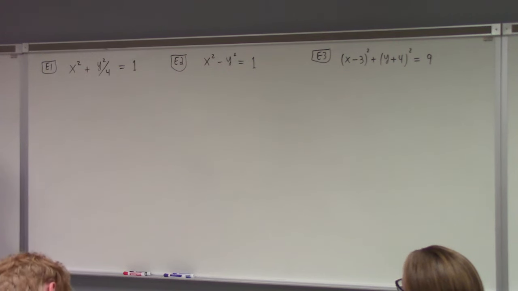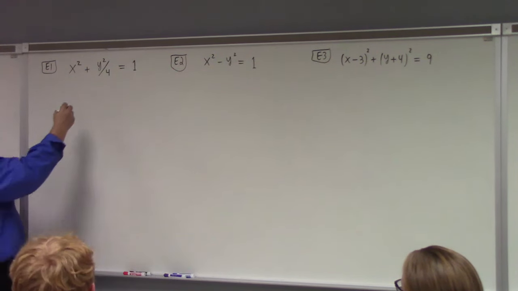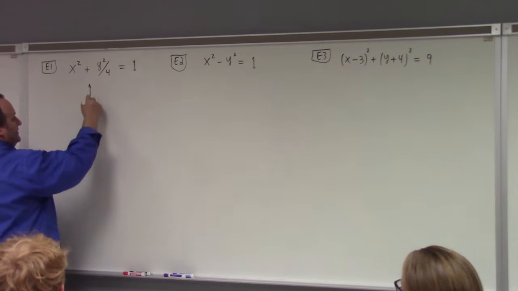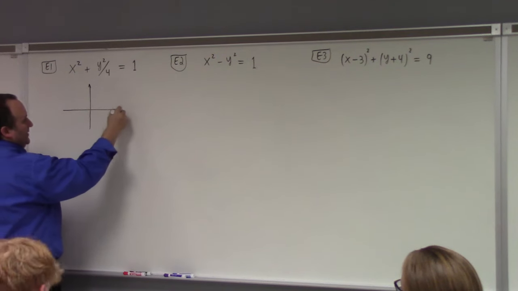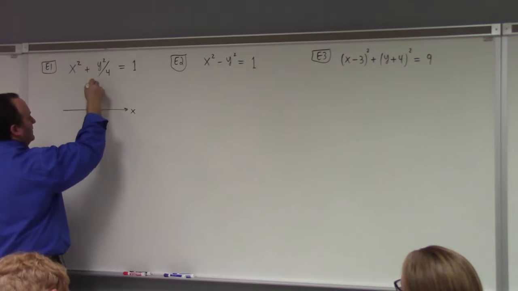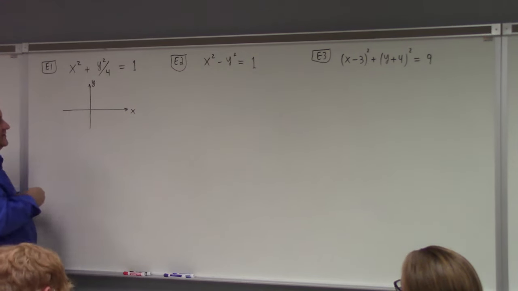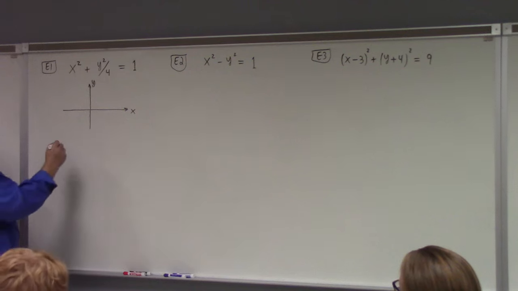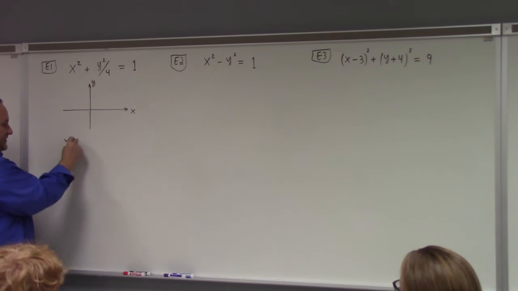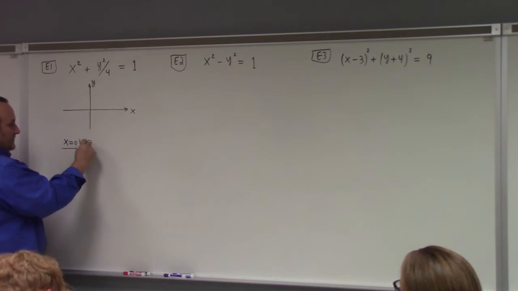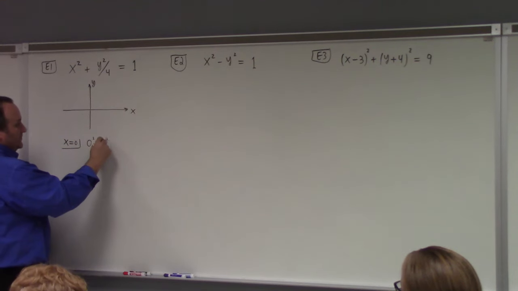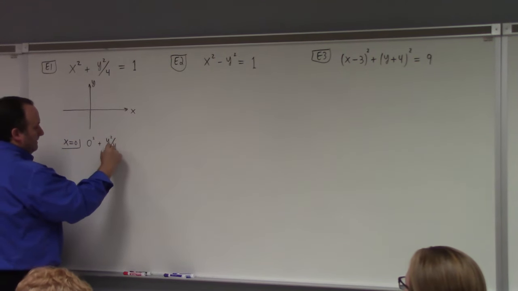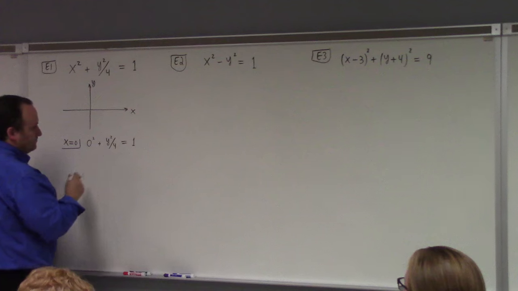And I'm just gonna explain to you how to graph it in terms of just looking at where it intersects the xy coordinate axes. That's a simple, reliable approach to graph these kind of things. So let's start with x equals 0. If we put x equals 0, what do we get for our equation? We get 0 squared plus y squared over 4 equals 1, right?